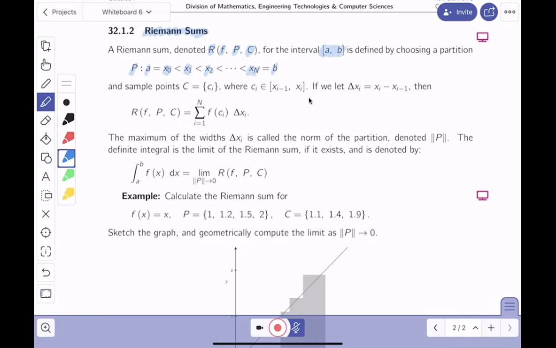They're not saying they're equally spaced, though. All they're saying is the very first point is x0. The very last point is xn. Then there's a bunch of points in the middle, x1, x2, all the way up to xn minus 1. Right? Then they go on to say there's sample point C. That's going to be given to you as a set of numbers. The set of numbers, the CIs, are going to be on these subintervals. For example, C1 would be on this first subinterval. C2 would be on the second interval, so forth and so on.